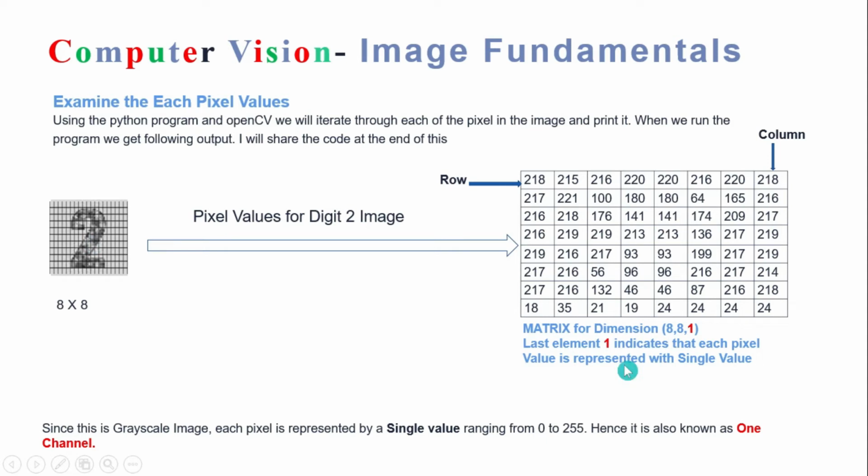Now this is a matrix of dimension 8 by 8 by 1. The last number 1 indicates that each pixel value is represented by a single value, right? So 218, like here, 215. This pixel box has value 218, this pixel box has value 215, and so on. So each pixel is represented by a single value. Since this is a grayscale image, each pixel is represented by a single value ranging from 0 to 255. Hence it is also known as one channel.